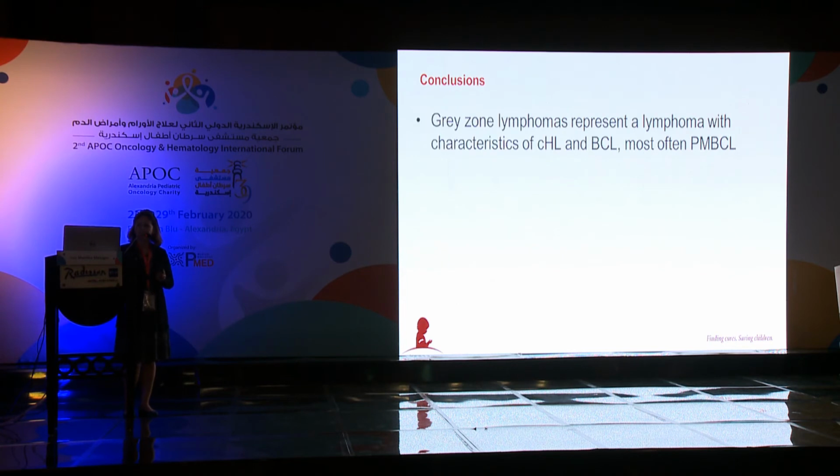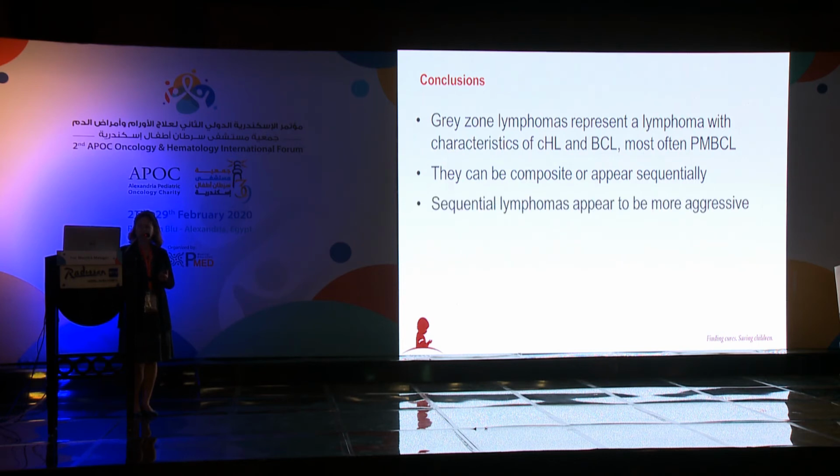So in conclusion, gray zone lymphomas represent a lymphoma with characteristics of classical Hodgkin lymphoma and B-cell lymphoma, most often primary mediastinal. They can be composite or appear sequentially, so either synchronous or sequential. The sequential lymphomas appear to be more aggressive, and there is no defined standard treatment approach. So I wish I could tell you how to treat them. I still don't know how to treat them.